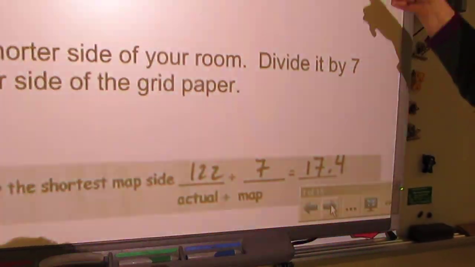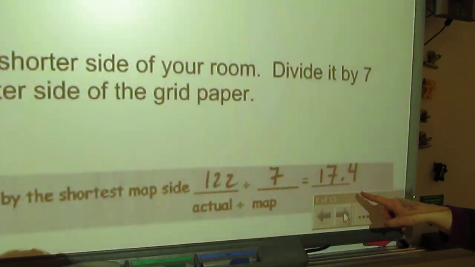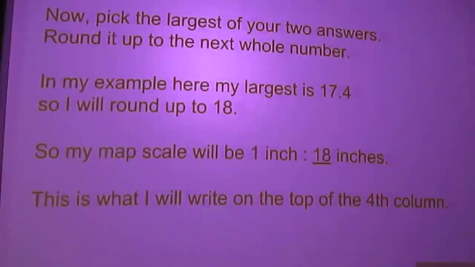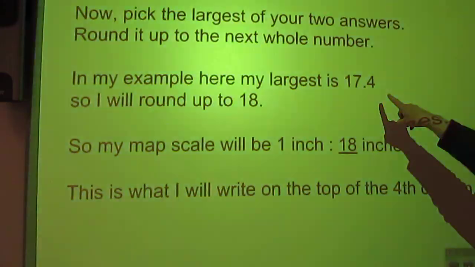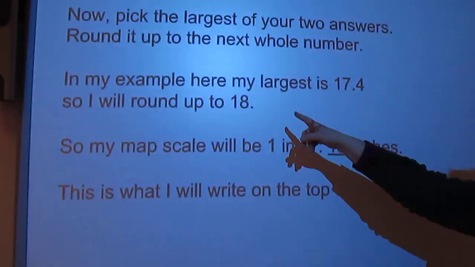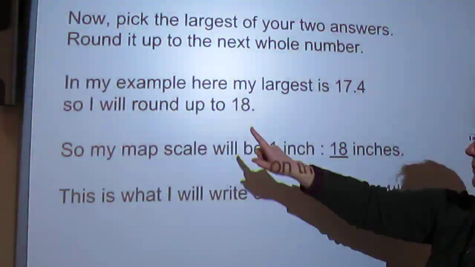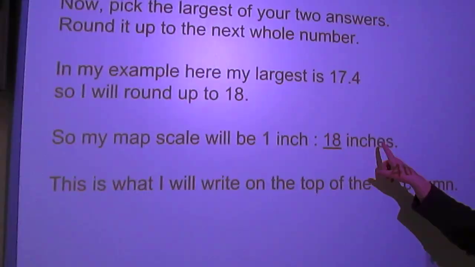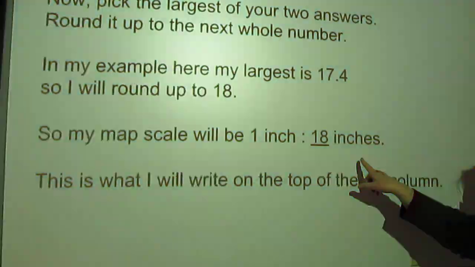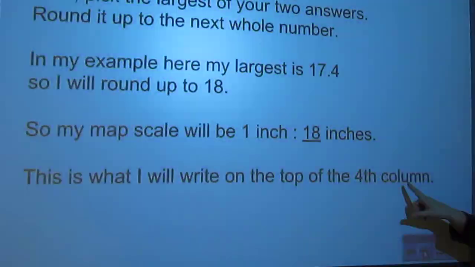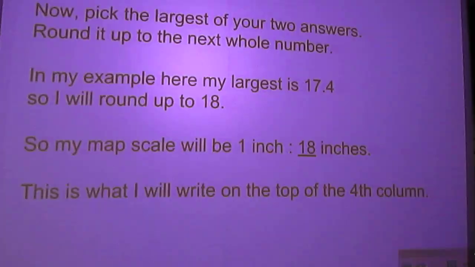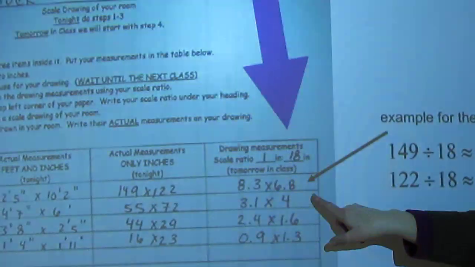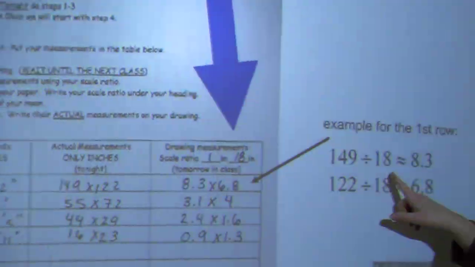So in my example, I have 15.7 and 17.4. We pick the biggest of those 2 numbers, which is 17.4 for me. And I'm going to go up to the next whole number, which is 18. That means my map scale is going to be every inch on the map is worth 18 inches in real life. And I'm going to put this on the 4th column of my paper. So I've got 1 inch is 18 inches, and to get all these numbers, I'm dividing everything by 18.